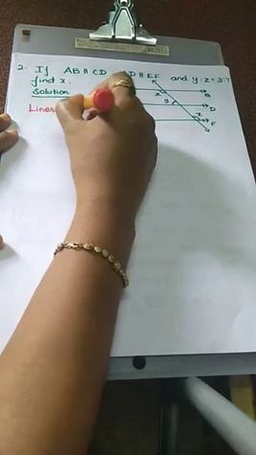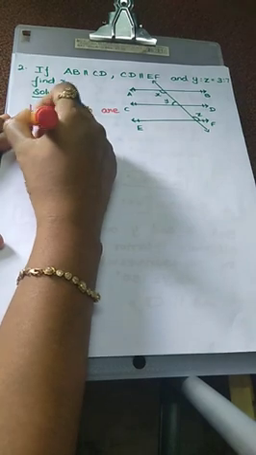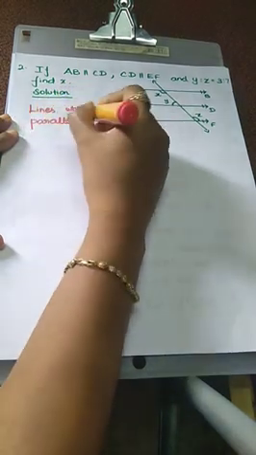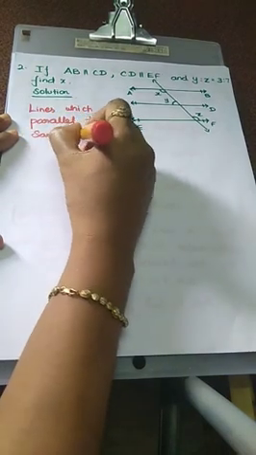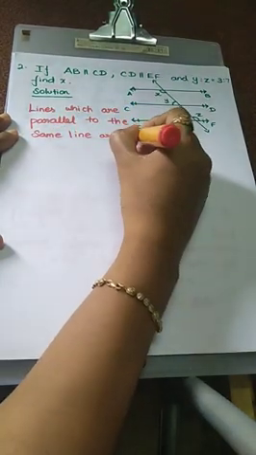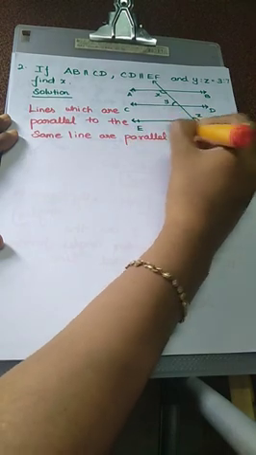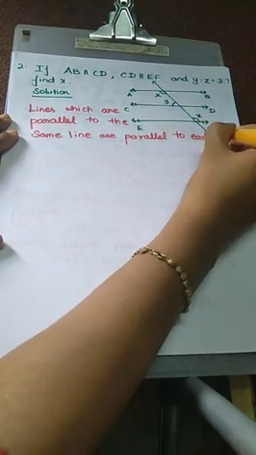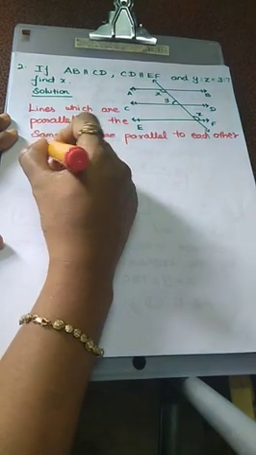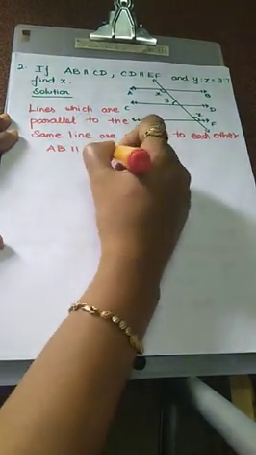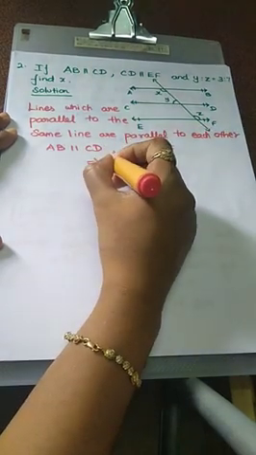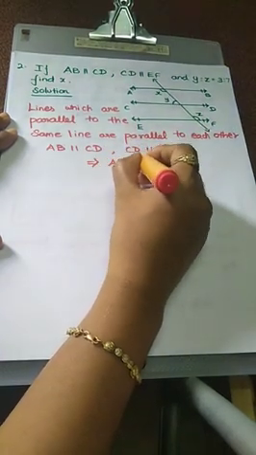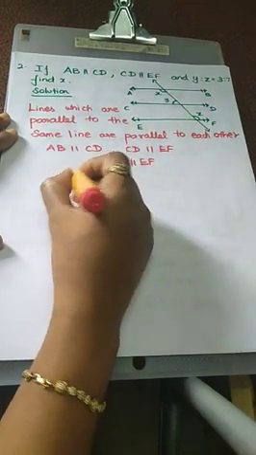Lines which are parallel to the same line are parallel to each other. What is that? AB is parallel to CD and CD is parallel to EF. Using this condition, directly we have to take AB is parallel to EF. Another one given, y is to z is equal to 3 is to 7.